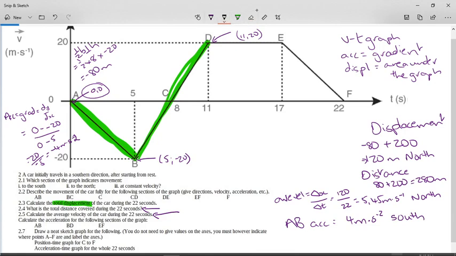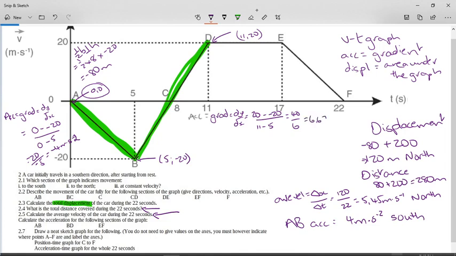What will it be here? We're going to say acceleration equals the gradient, which is dy/dx. You can use y2 minus y1 over x2 minus x1, whatever you're comfortable with as your gradient formula. So we're going to say 20 subtract negative 20, those are my two y values, over 11 subtract 5, and I end up with 40 over 6.